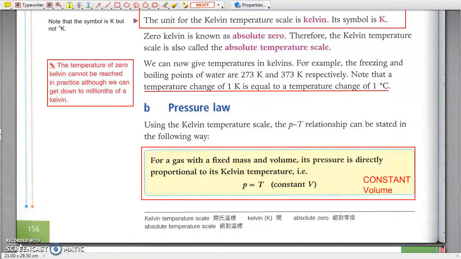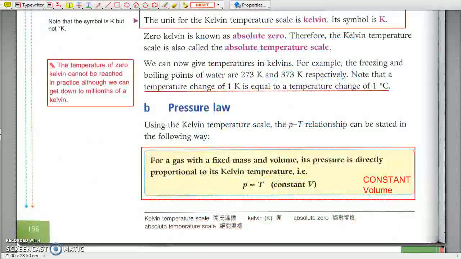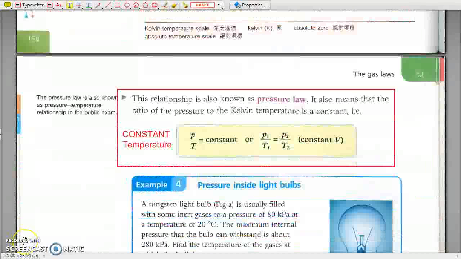B. Pressure law. In this way, the pressure-temperature graph becomes a straight line that passes through the new origin, and therefore the gas pressure is directly proportional to the gas temperature in Kelvin, the absolute temperature. This is the pressure-temperature relationship. It is also called pressure law. For the ease of application, we express it as P over T equals a constant, or P1 over T1 equals P2 over T2.